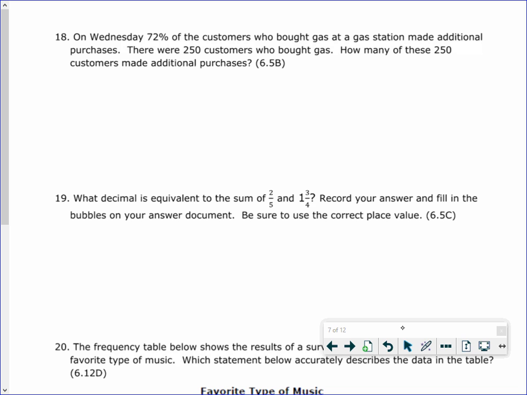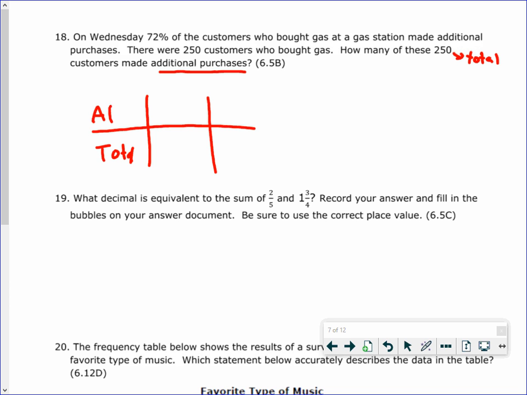On Wednesday, 72% of the customers who bought gas at a gas station made additional purchases. There were 250 customers who bought gas. How many of these 250 customers made additional purchases? So if we were to make our table here and make our units, we're looking for how many out of the total. So remember, this is my total. Total customers made additional purchases. So I'm just going to label that AP, additional purchases.